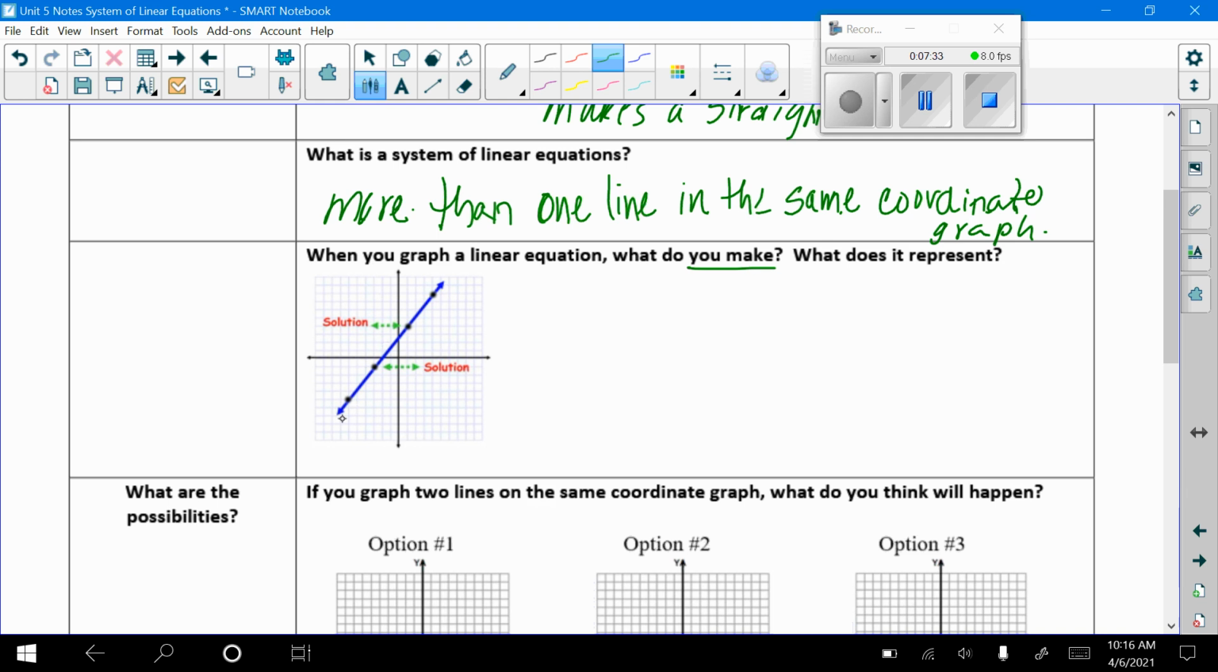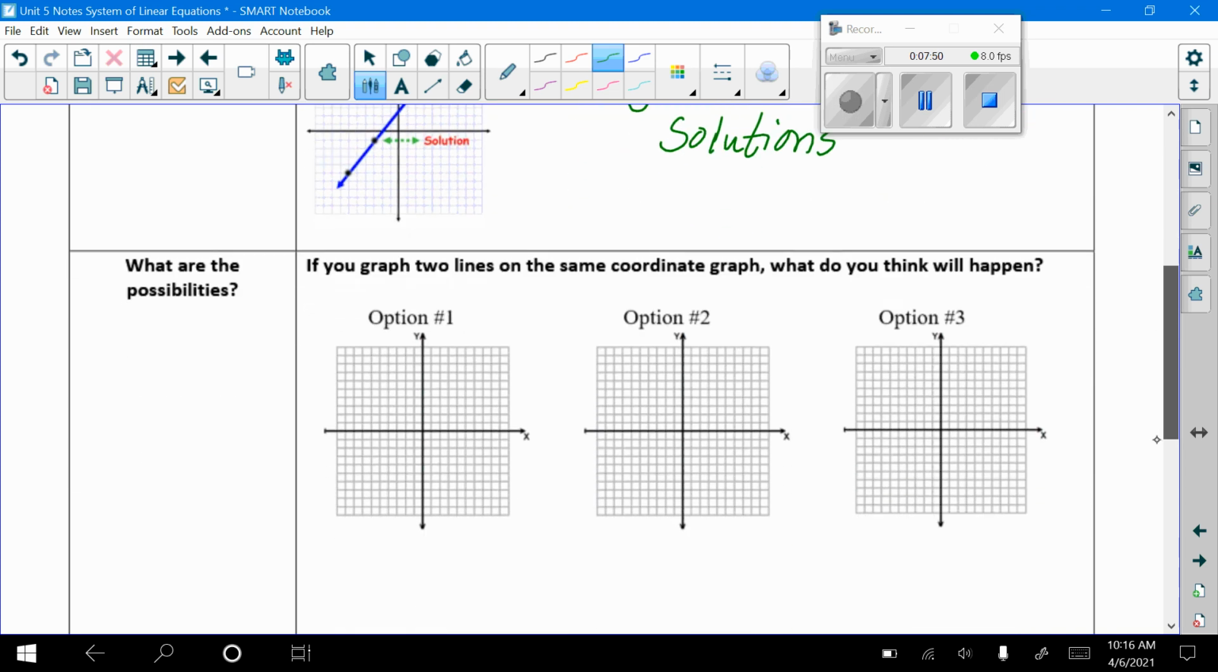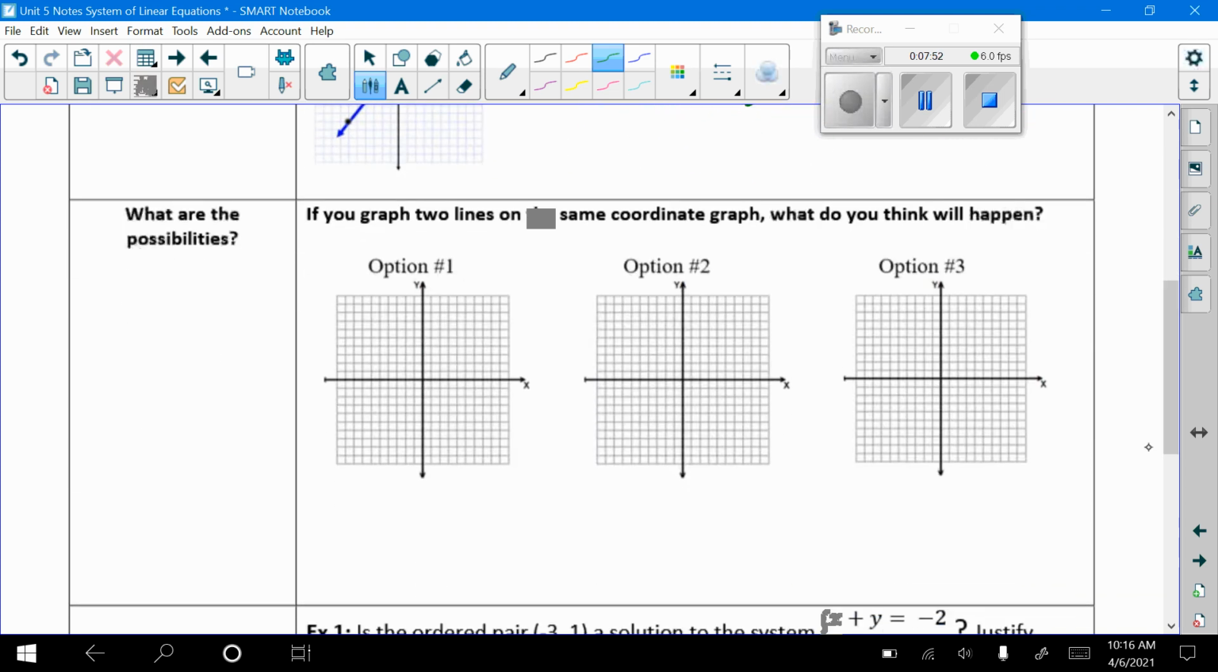So we make a symbol to show solutions. So what are the possibilities? Well, if you graph two lines on the same coordinate grid, you have some options.